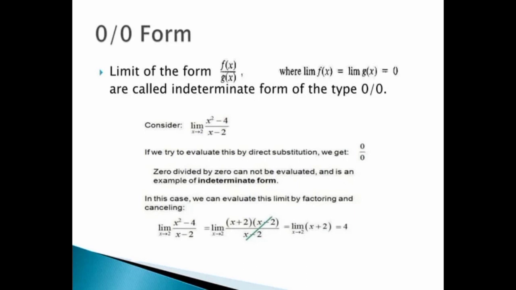In this case, we can evaluate this limit by factoring and cancelling. So we have the limit as x approaches 2 of x squared minus 4 all over x minus 2, factoring: x plus 2, x minus 2 all over x minus 2. Cancel out the x minus 2, then our answer is the limit of x plus 2 as x approaches 2. The answer is 4.